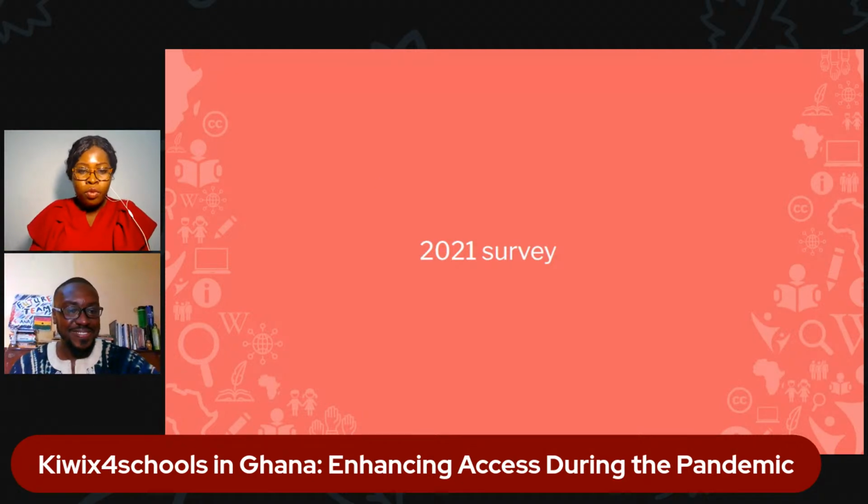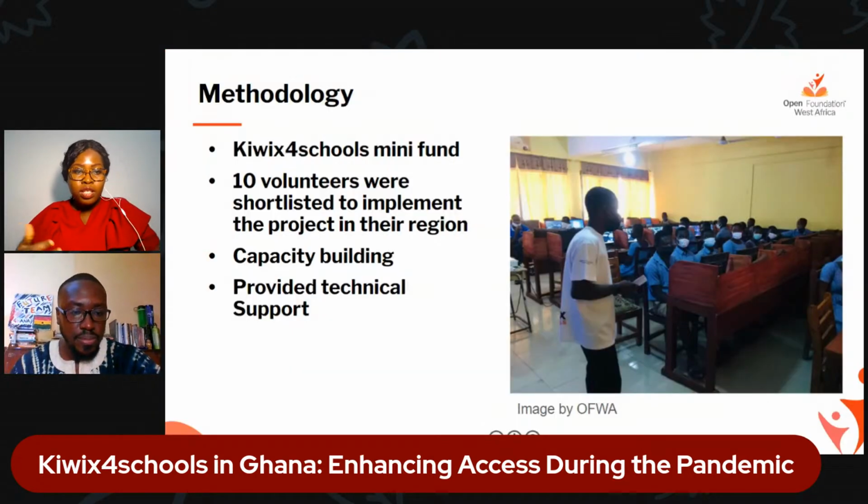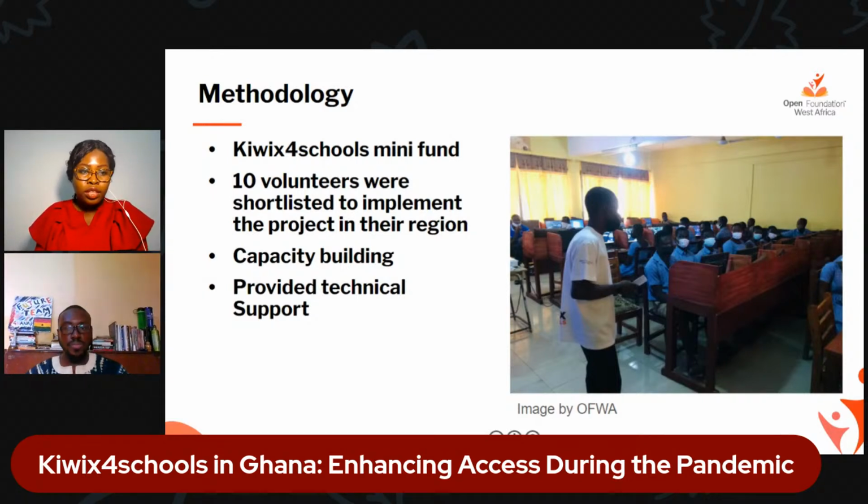So in 2021, we implemented this project, and we also conducted some surveys to gather responses from those that participated in the project. These were some of the highlights that we would like to share. The methodology that we adopted for this project was to open a Kiwix4schools mini grant. So we officialized the project and called it Kiwix4schools, and then we opened a Kiwix4schools mini fund last year.